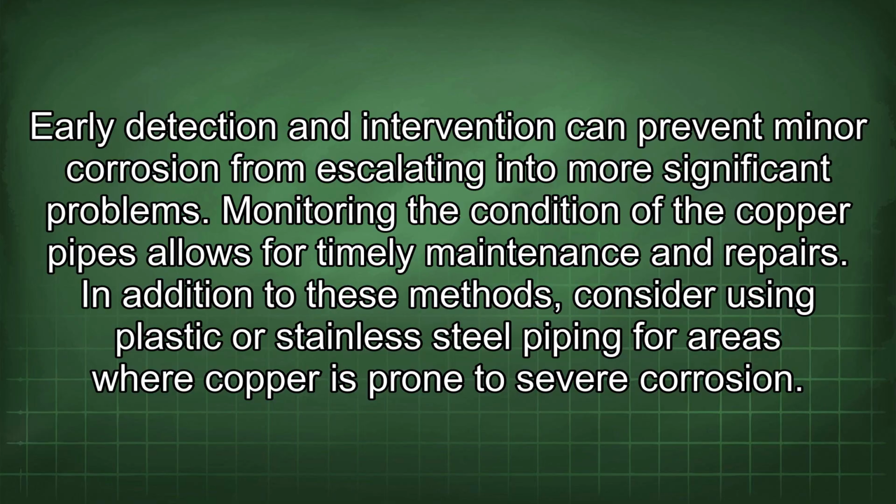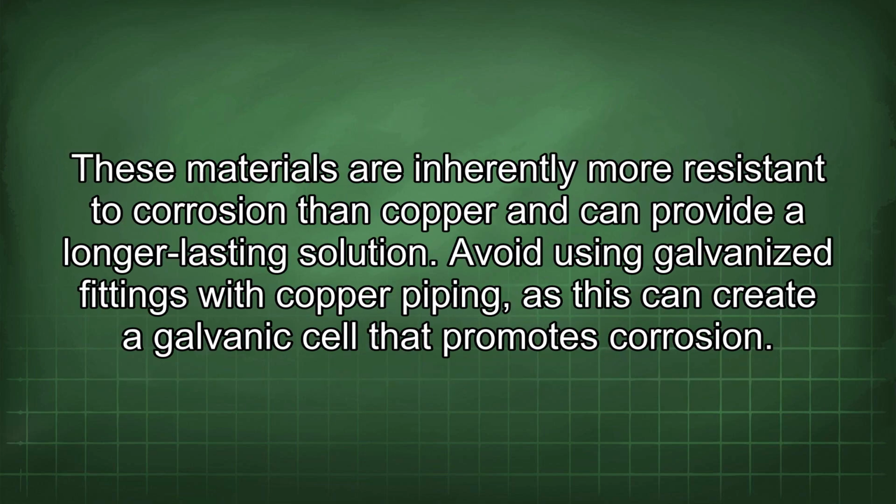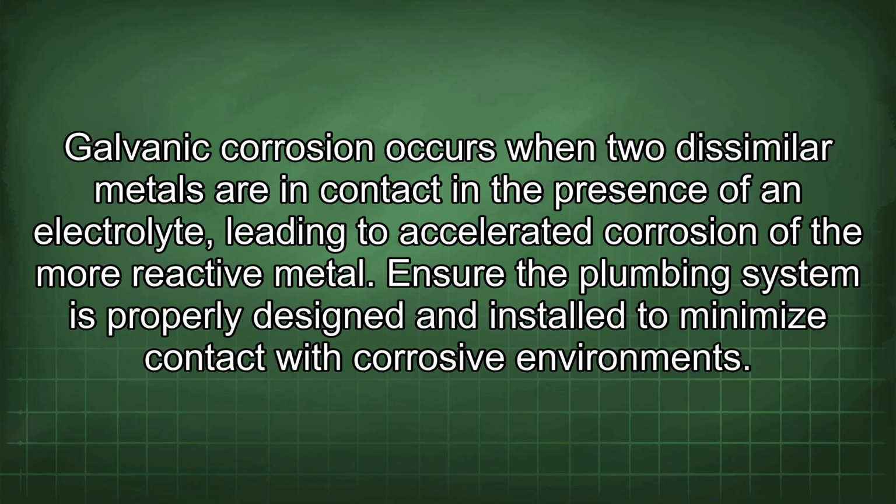In addition to these methods, consider using plastic or stainless steel piping for areas where copper is prone to severe corrosion. These materials are inherently more resistant to corrosion than copper and can provide a longer-lasting solution. Avoid using galvanized fittings with copper piping, as this can create a galvanic cell that promotes corrosion. Galvanic corrosion occurs when two dissimilar metals are in contact in the presence of an electrolyte, leading to accelerated corrosion of the more reactive metal.